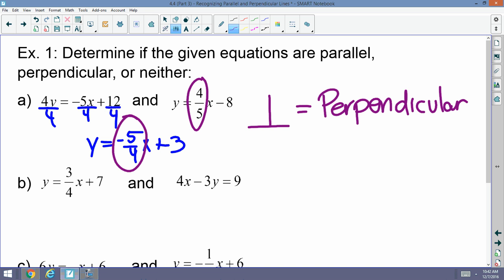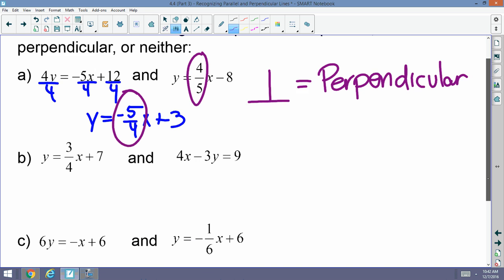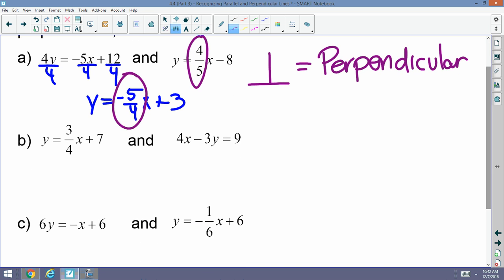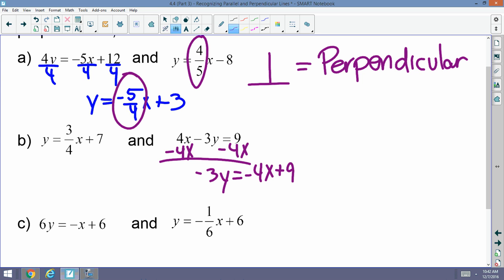Okay. How about B? Okay, I got y equals 3/4 x plus 7. That's great. How do I solve for y over here? I'm going to subtract the 4x from both sides. Very good. Thank you, my brothers. So I got negative 3y equals negative 4x plus 9. Go ahead. Divide by negative 3. You darn right. So y equals 4/3 x minus 3.